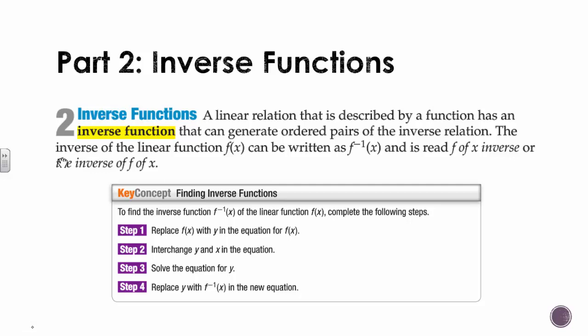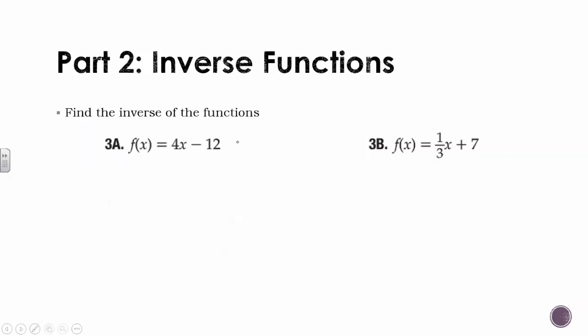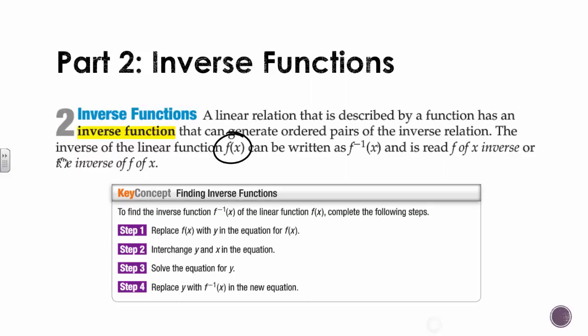So, a linear relation that is described by a function has an inverse function that can generate ordered pairs with the inverse relation. Remember when we used f of x, the inverse is denoted like this. It's f with a little negative 1, but it's a superscript. And we read it as f of x inverse, or the inverse of f of x. This is how I always say it: the inverse of f of x.